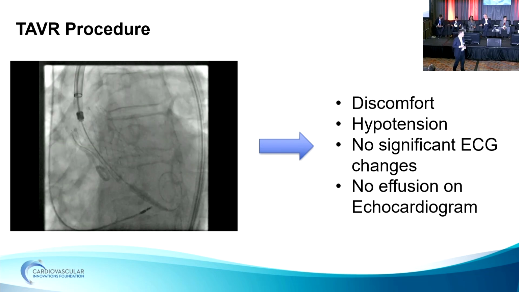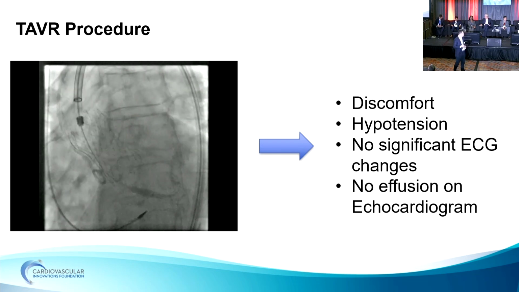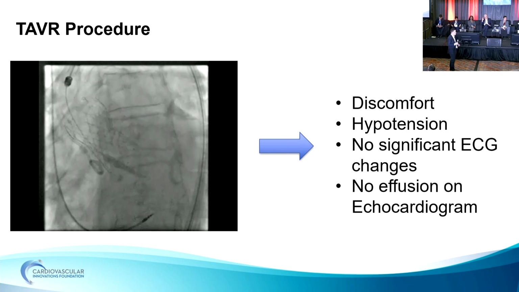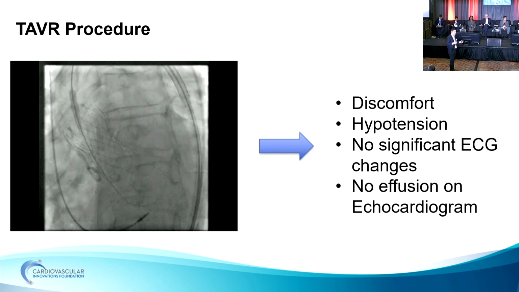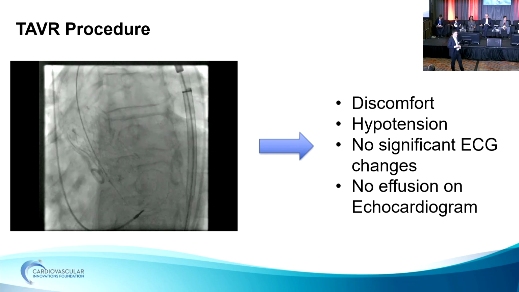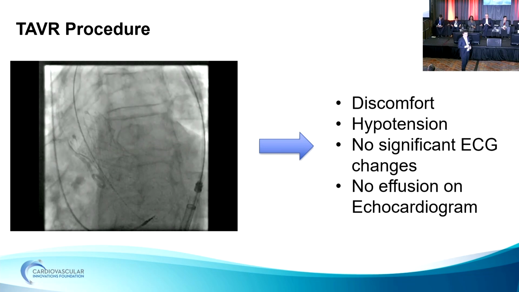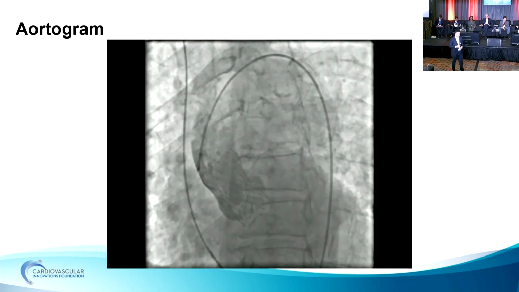We take a quick bedside echocardiogram while on the table just to be sure that we don't have any significant effusion, because that's going to be our first thought, an annular rupture. Neither of the two is actually happening. And our next step is to do an aortogram, and that's what we see.